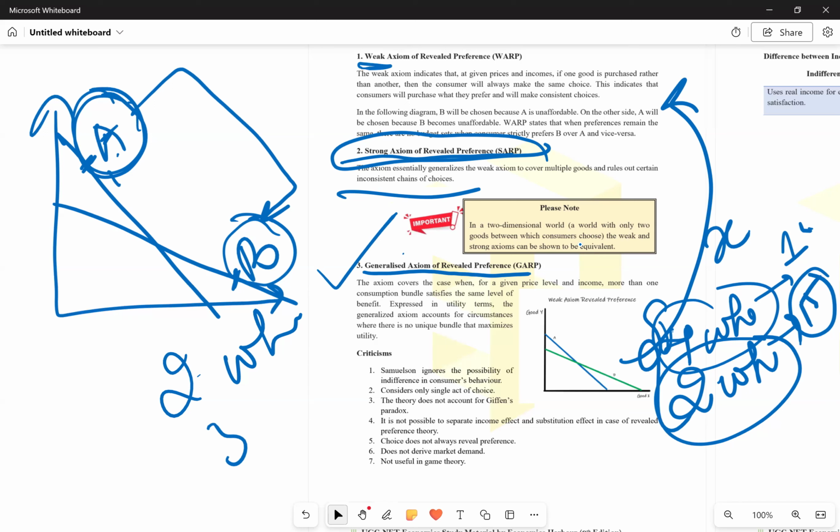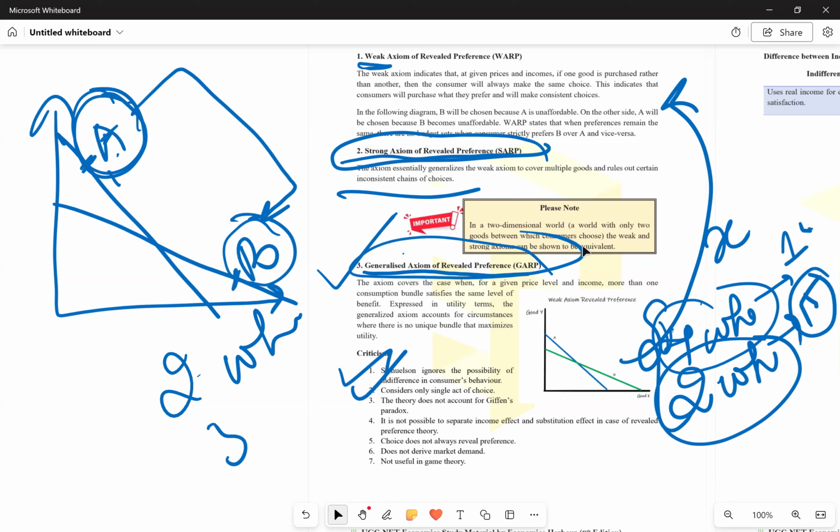Okay, so there are criticisms of your revealed preference theory. Firstly, because it is based on strong ordering, the indifference aspect is ignored. It is included to some extent in the generalized axiom, but in detail, it is ignored. Then it considers only a single act of choice, in the sense that the choice will remain constant. That is not always true. Sometimes we like having Top Ramen, sometimes Maggi, sometimes Yippee noodles. So that is not consistent in reality.